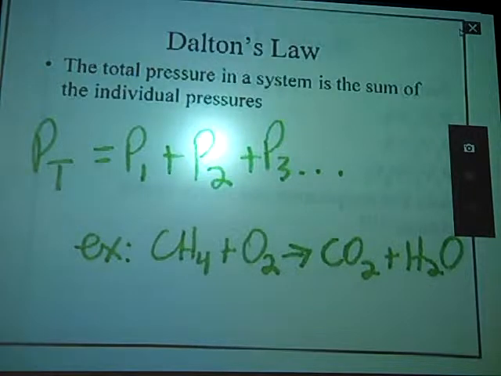So for example, in a combustion reaction such as you see at the bottom there, that's methane combusting or reacting with oxygen gas to produce carbon dioxide and water vapor. All four of those are gases. So if I put that in a box and close the box and let that happen in the box, my total pressure in the box would be the sum of whatever CH4 is left over, whatever oxygen is left over, whatever CO2 I made, plus whatever water vapor that I made. So all of those individual pressures added together.